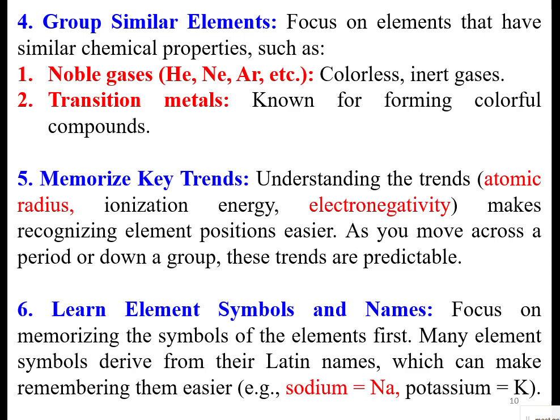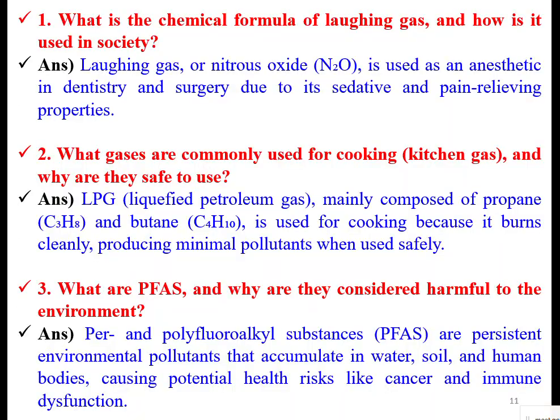forming colorful compounds. Then memorize key trends: understanding the trends of atomic radius, ionization energy, and electronegativity makes recognizing element positions very easy. Then learn element symbols and names like sodium Na, potassium K. So with this, the theory part is closed.